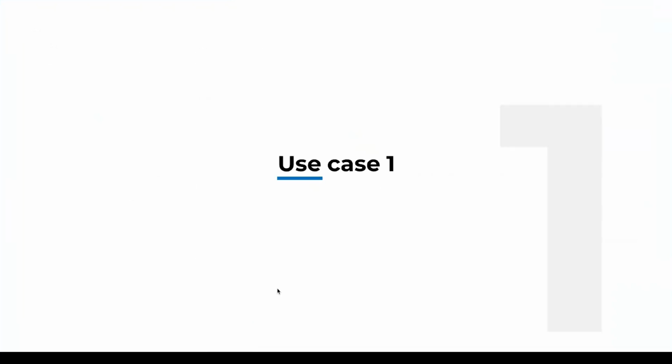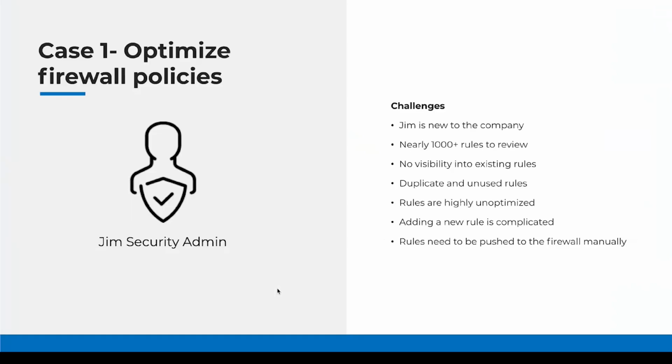Use case one is the first task in hand. For this, Jim is expected to optimize the firewall policies, and he has to face the following challenges. Number one, he's new to the company, which means he does not have visibility into the existing rule set. Secondly, the company is pretty old, meaning there are at least thousands of rules for him to review, and he has to review each of these rules manually. Because of the lack of visibility, this will take an enormous amount of time.